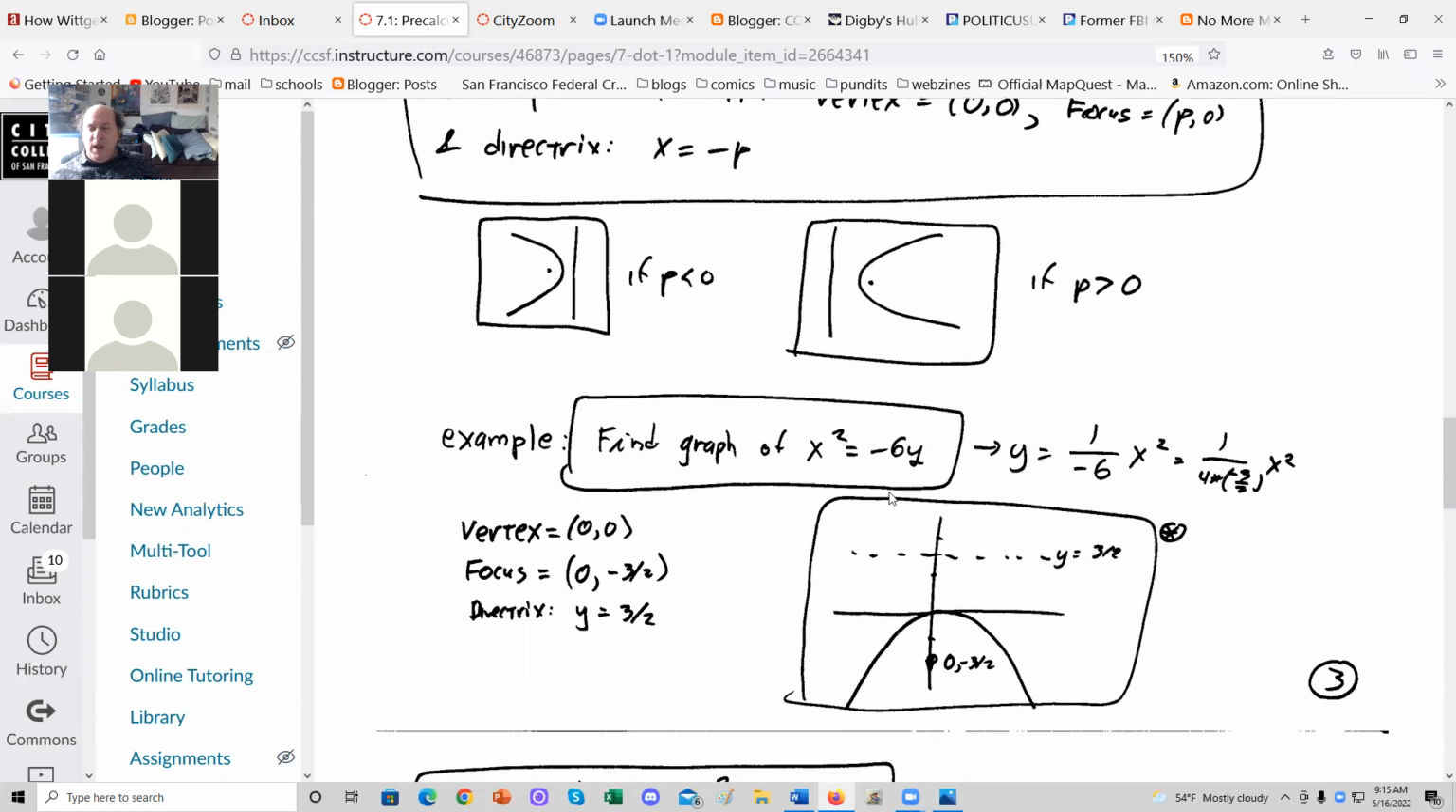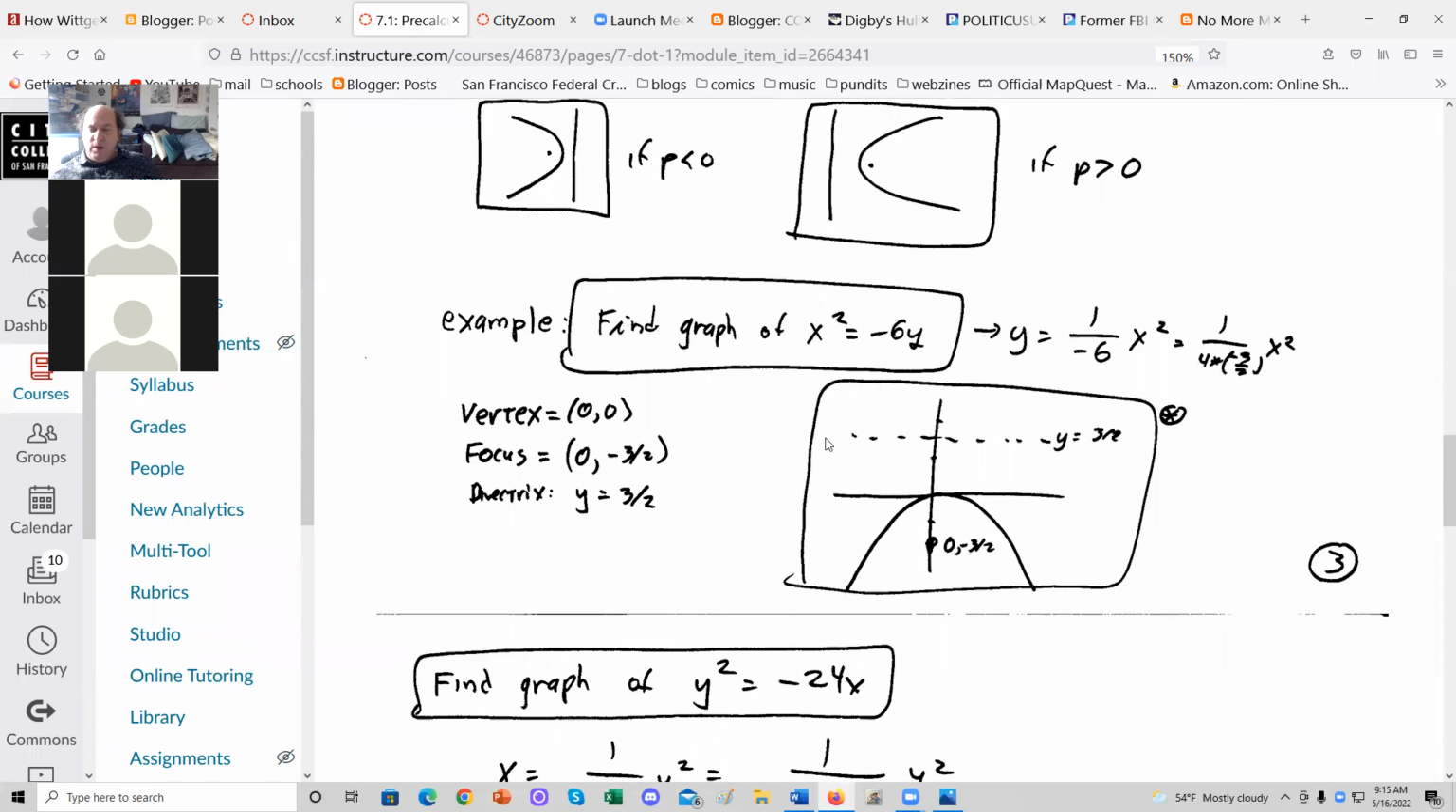Now, okay, here we go. Here's an example. x squared equals negative 6y. So y equals 1 over negative 6 x squared, and negative 6 is 4 times negative 3/2. So, okay, we have a vertex of 0 by 0. This negative 3/2 puts the focus at 0 by negative 3/2 and the directrix at y equals 3/2. So we draw the line y equals 3/2, draw the point 0 by negative 3/2, and we have this downward, cup down parabola.